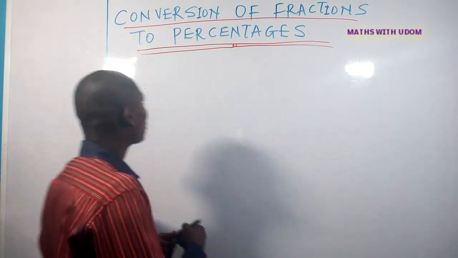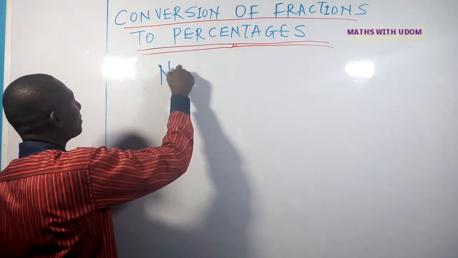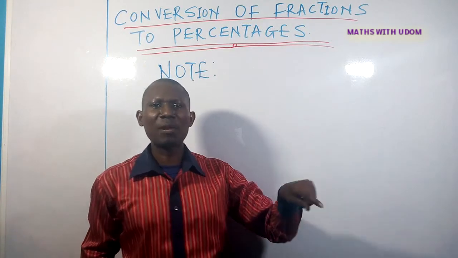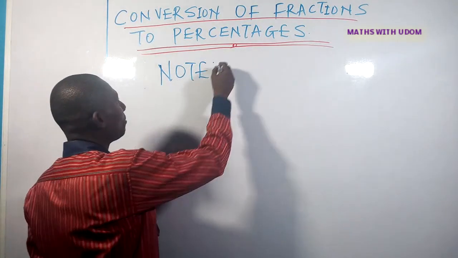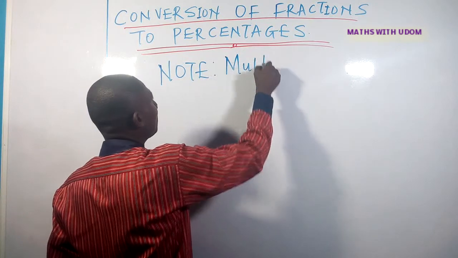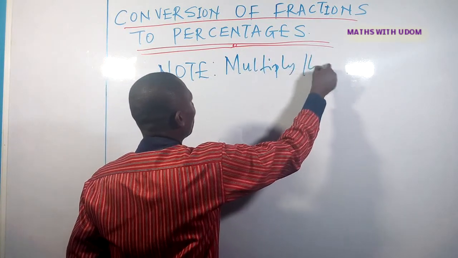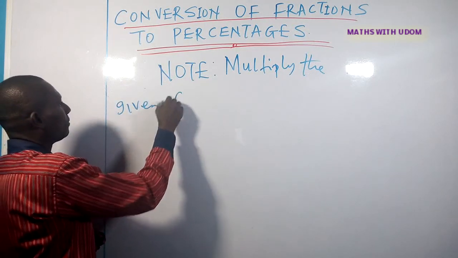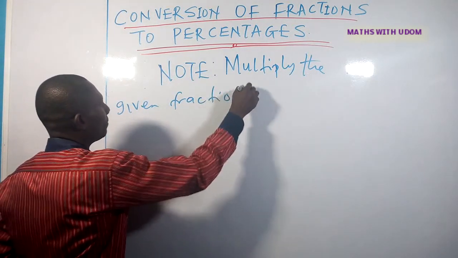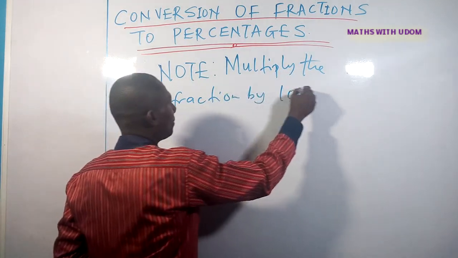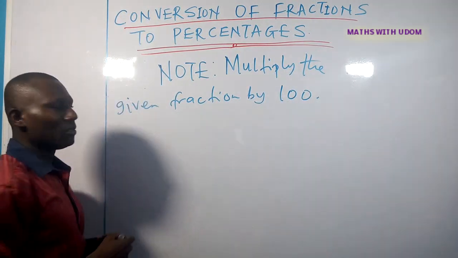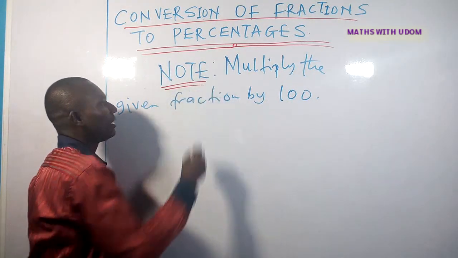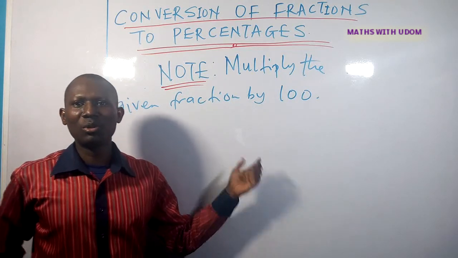Okay? So note. To convert any fraction to a percentage, we multiply that fraction by 100. So multiply the given fraction by what? By 100. So we multiply the given fraction by 100. Okay, that is how to go about that.